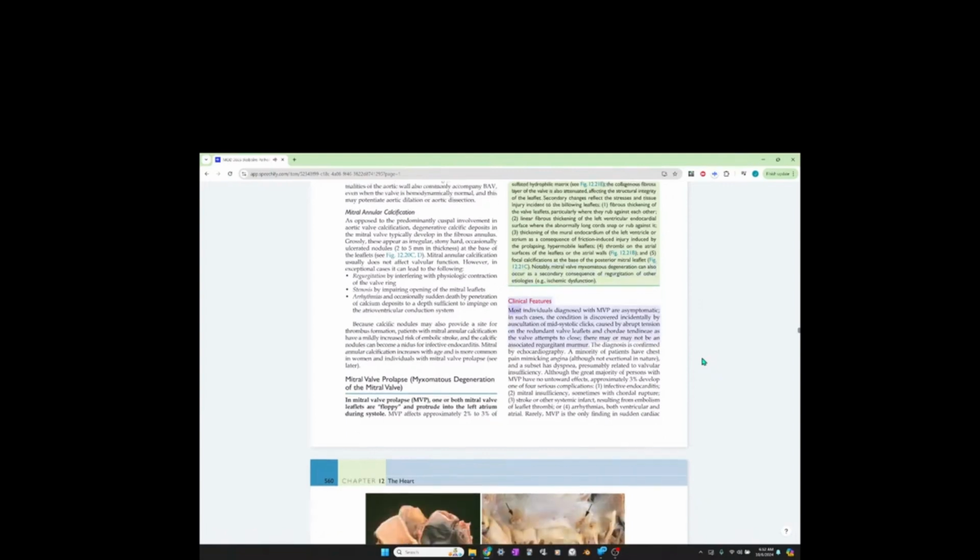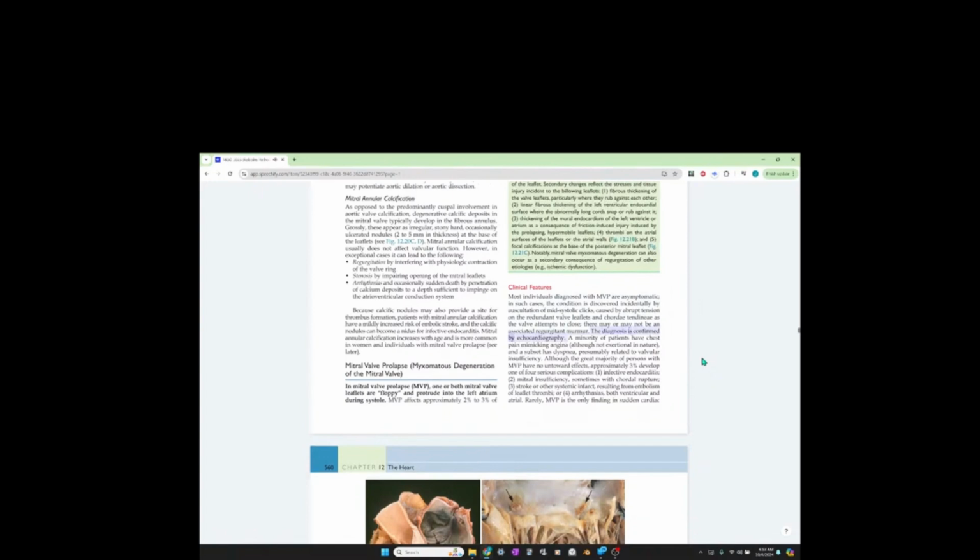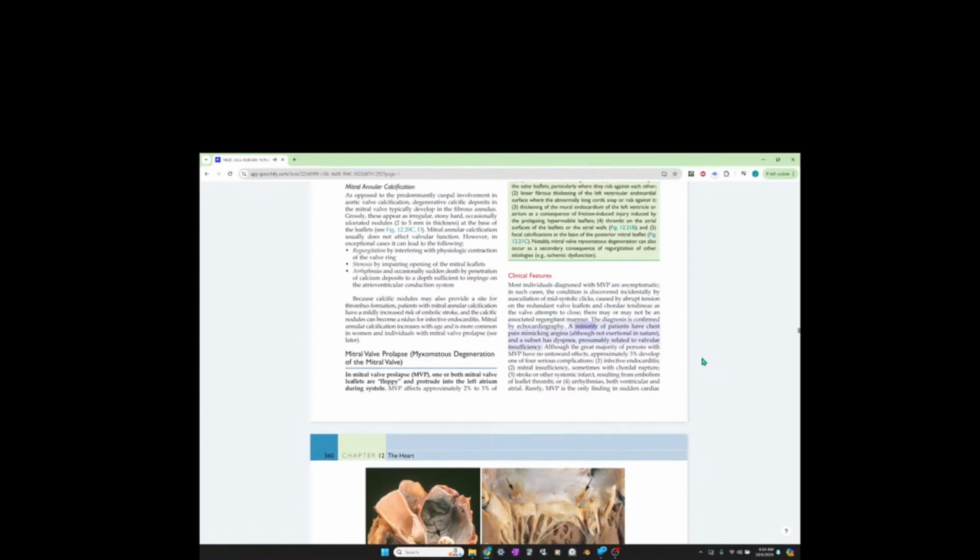Clinical features: most individuals diagnosed with MVP are asymptomatic. In such cases, the condition is discovered incidentally by auscultation of mid-systolic clicks, caused by abrupt tension on the redundant valve leaflets and chordae tendineae as the valve attempts to close. There may or may not be an associated regurgitant murmur. The diagnosis is confirmed by echocardiography. A minority of patients have chest pain mimicking angina, and a subset has dyspnea, presumably related to valvular insufficiency.